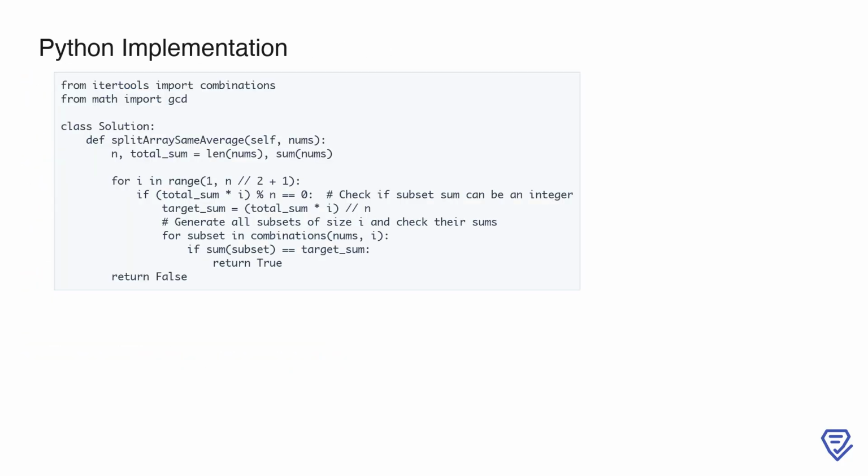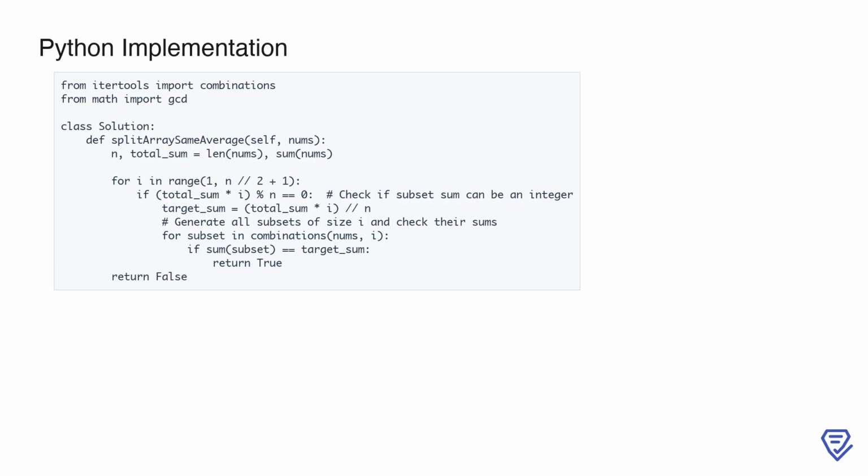The solution begins by importing necessary modules, itertools.combinations for generating subsets and math.gcd for handling common divisor checks. The function splitArraySameAverage first calculates the total number of elements, n, and their sum, total_sum. The main idea is to iterate through possible subset sizes i from 1 to n // 2, as subsets larger than half of the array would duplicate checks.